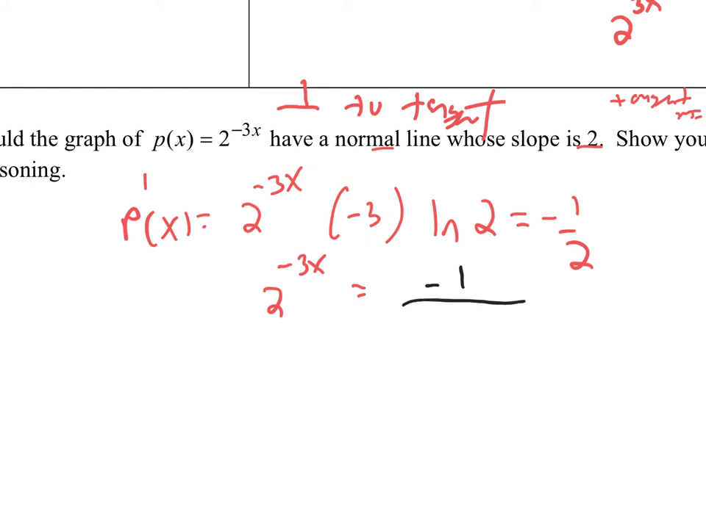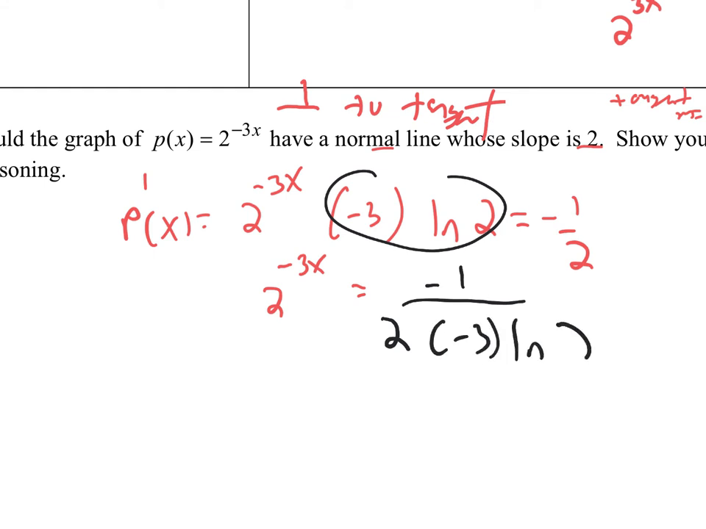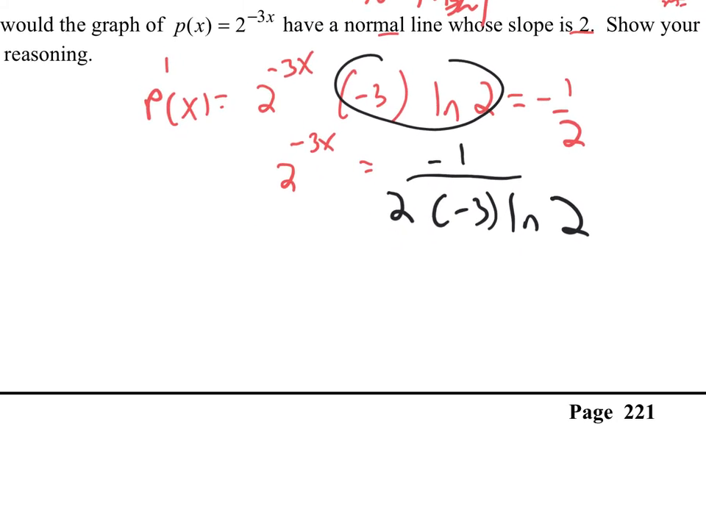over 2 divided by all of this, negative 3 natural log of 2. And let's see, the two negatives cancel out. 2 to the negative 3x will equal 1 over 6 natural log of 2.